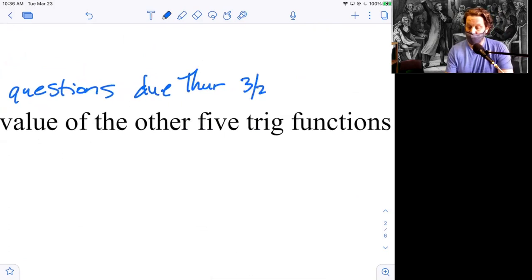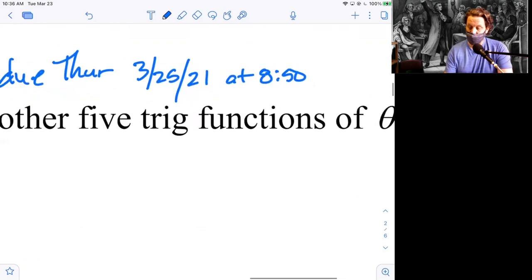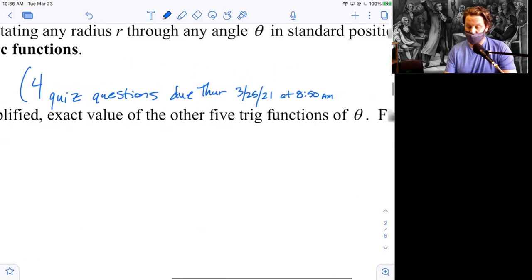Oops, Thursday the 25th. Dang, March is almost gone already. Of 2021 at 8:50 a.m. Okay, I'll make a folder for that in Canvas.